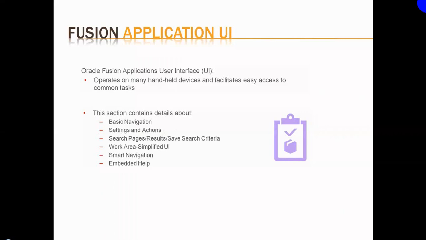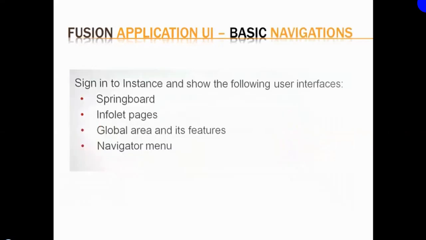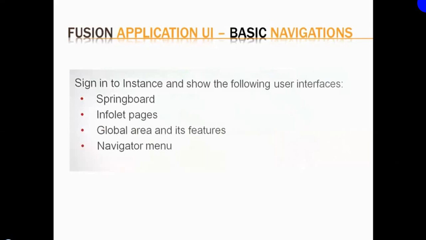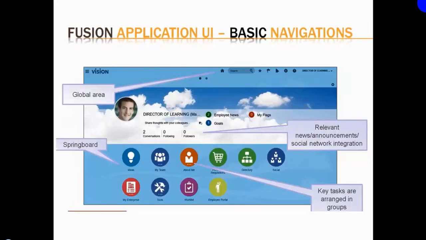I'm going to talk about these basic navigations in today's session. Okay. Now, so when you sign into the Fusion application, so I just signed into the Fusion application. When you sign into the Fusion application, you will have Springboard, infolet pages, global area, and navigation menu. It is what it is.